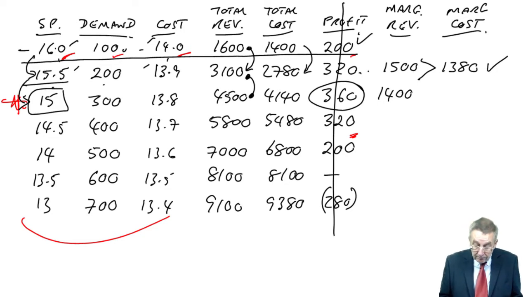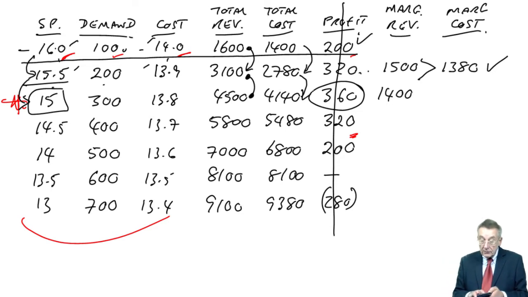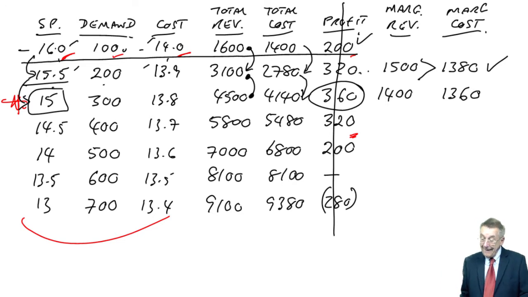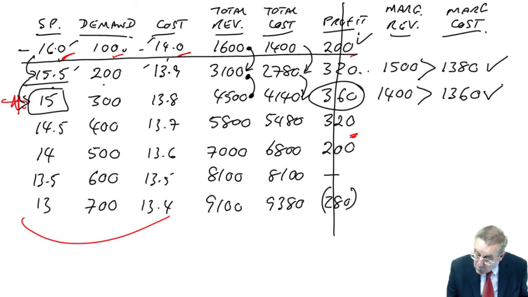What about the costs? The costs were 2,780. Drop the price by 50 cents, they've gone up to 4,140. So the extra over marginal cost is 1,360. Is it worth dropping the price? Well, it is, provided the extra revenue is more than the extra cost, we'll make extra profit. It is, so it's worth dropping the price. So we're now down as low as 15.